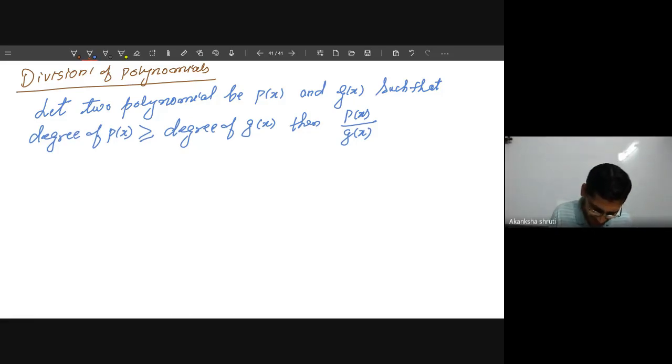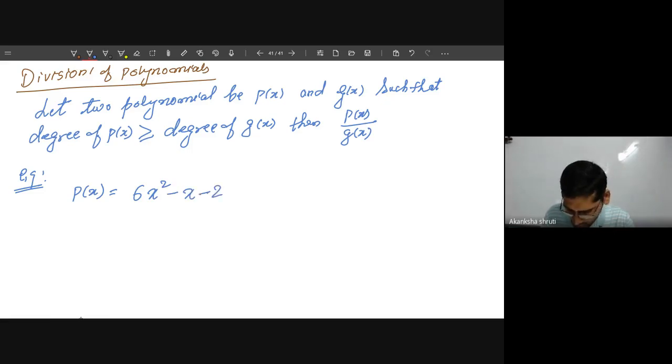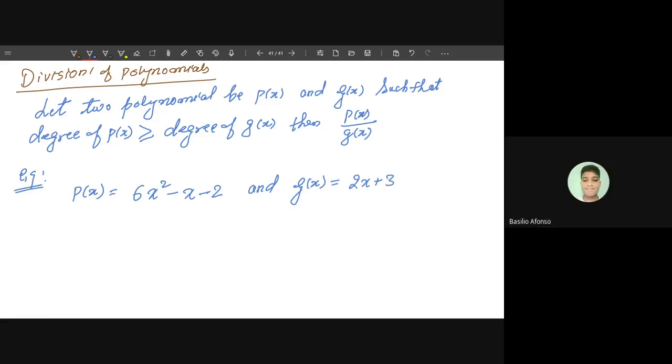So what are the steps? Example, let us take p(x), whatever we have written earlier. Let me take that. It was, I think, 6x square minus x minus 2, and g(x) as, let us take, 2x plus 3. The degree of p(x) is equal to 2 and the degree of g(x) is equal to 1.